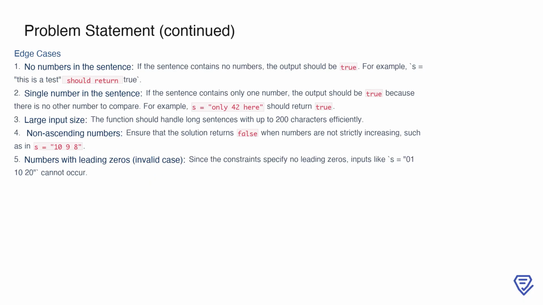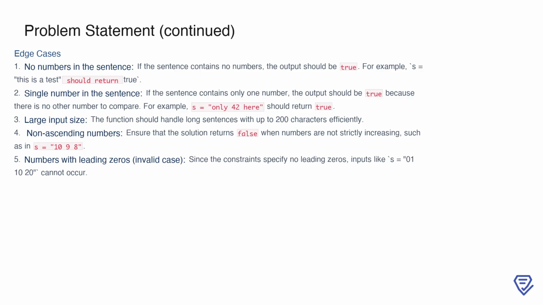Let's consider some edge cases to better understand the problem. First, if the sentence contains no numbers, the output should be true because there's nothing to compare. For example, if S equals "this is a test", the result is true. Next, if there's only one number in the sentence, the output should also be true because there's no second number to make a comparison, like in S equals "only 42 here".